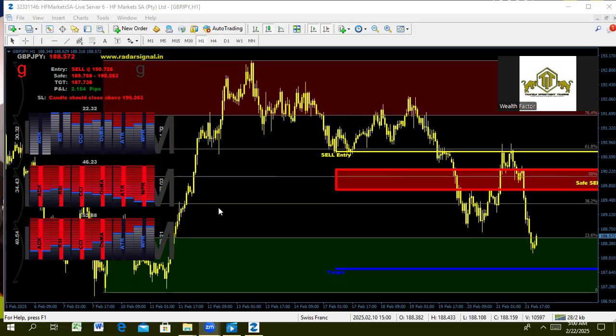So in summary, the system will give you a sell entry. It will give you a safe sell entry. It will give you a target price. It will give you a pips calculation. It will calculate the pips for you, and then it will give you a stop loss level. So automatically the system gives you each and everything. But you don't initially trade everything.